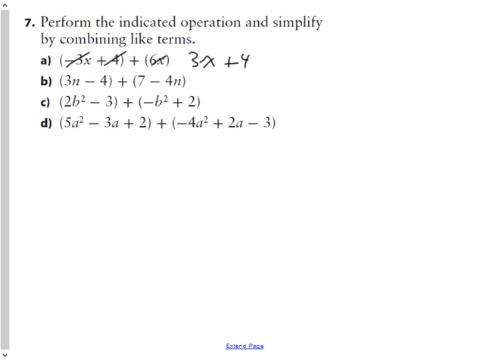Only 3 terms. A 3n and a negative 4n is going to be a negative 1n. But remember, we don't write a -1 coefficient, so it's simply going to be a -n, and a -4 and a +7 is going to make a +3.